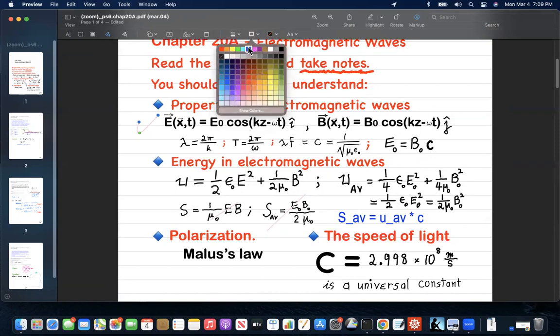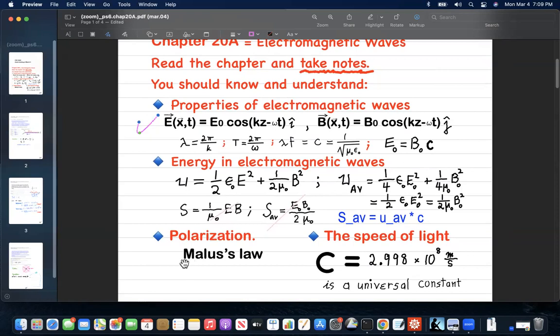It could just as well be at a 45-degree angle to the x direction. Anyway, the direction of the electric field oscillations is called the polarization. And there's a relation between intensity and polarization called Malus's law, which describes how polarizers reduce the intensity of light.